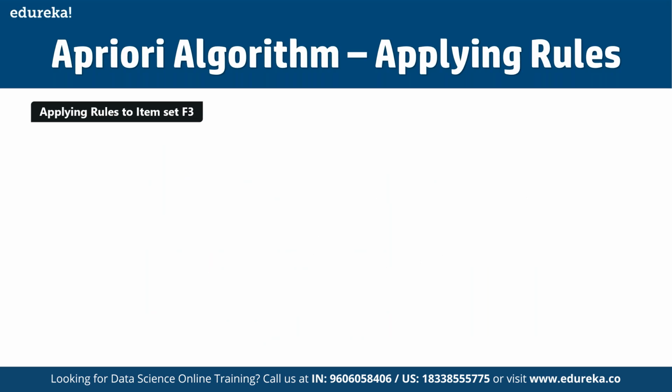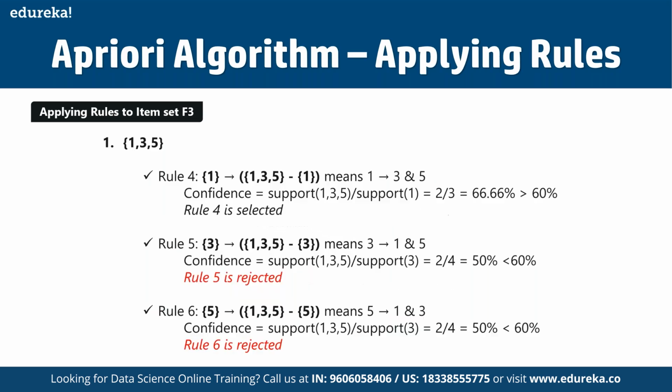Now, if you talk about the application of rules here, whenever the confidence is more than the defined 60%, the rule is going to be selected. As you can see in rule 5, those who are purchasing 3 have a possibility of going for 1 and 5 both. Here the confidence is less than 60%, which is why this is going to be rejected.